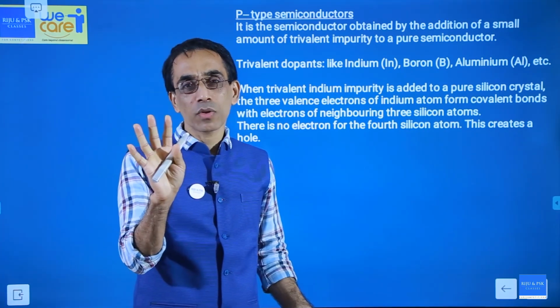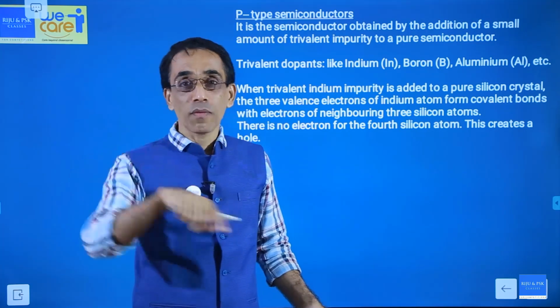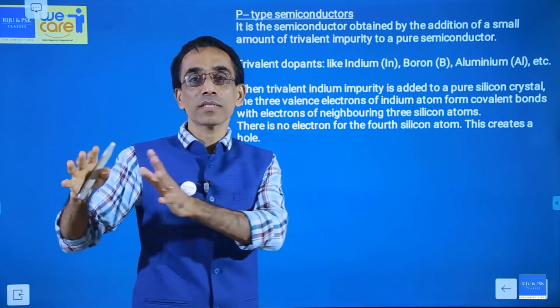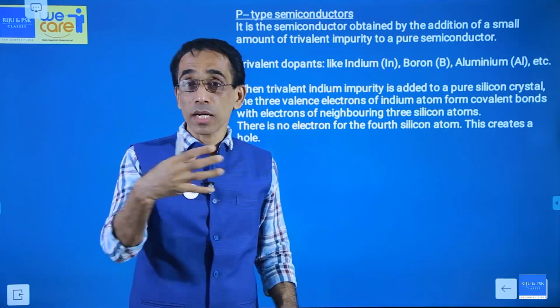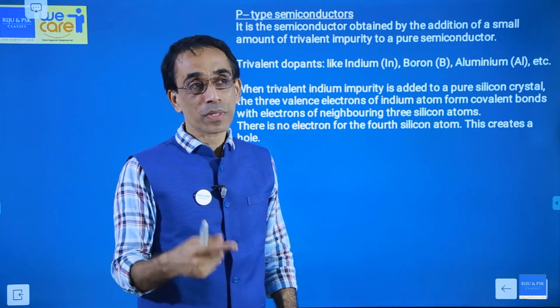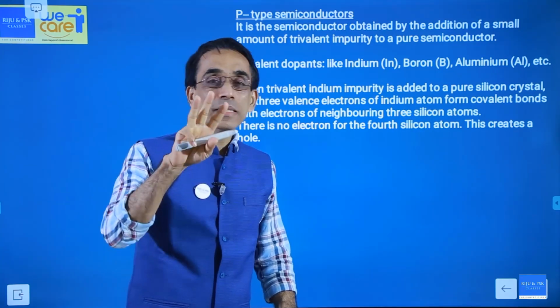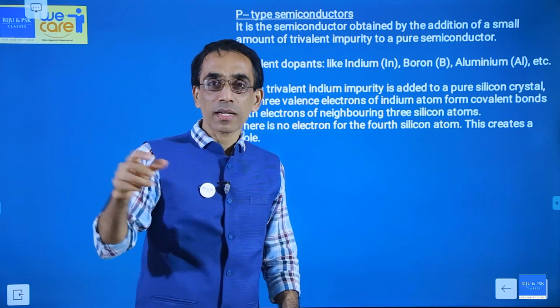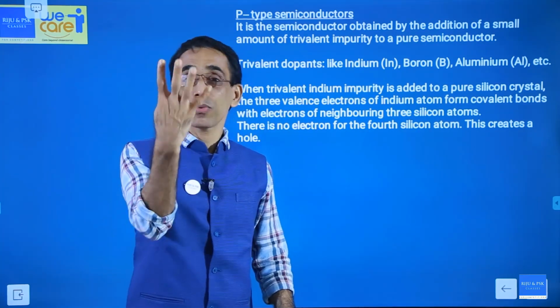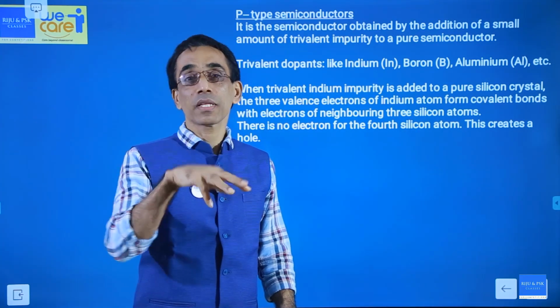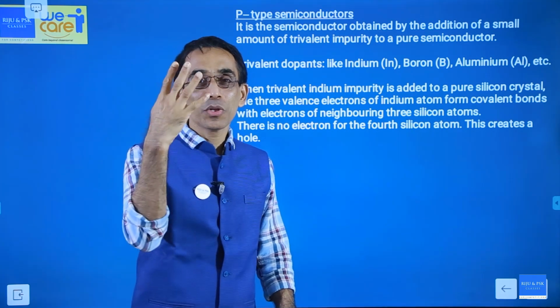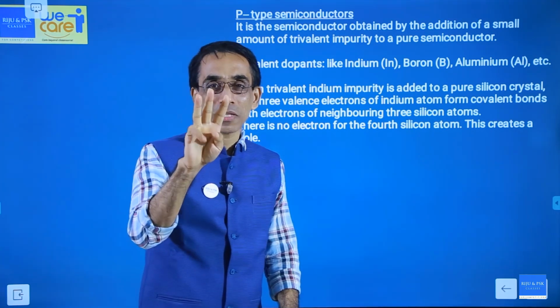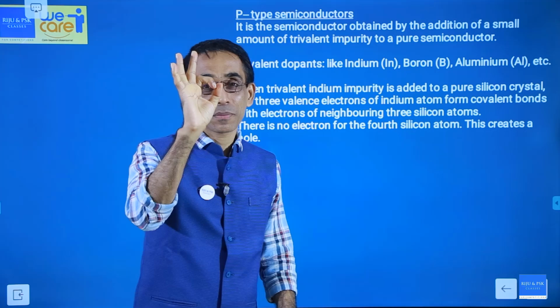Pentavalent has 5 electrons, 4 of them made covalent bonds. The fifth one was not part of the covalent bond, so that was helping us in conduction. Here there are only 3 electrons in the outermost shell, but there will be 4 silicon atoms surrounding that one. So you need 4 electrons, but there are only 3. So there is a vacancy.